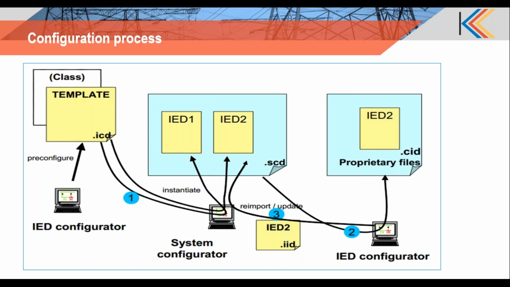Now, this SCD file can be loaded into an IED configuration tool where the IED configuration tool is currently configuring IED number 2. So the IED configuration tool can make some modifications to the data model of IED2 alone, not to IED1, and that can be updated back to the system configuration tool via an IID file representing the IED2. So that's number 3 mentioned here, which goes back to your system configuration tool. This is the IID file of IED2, which goes back to your system configuration.